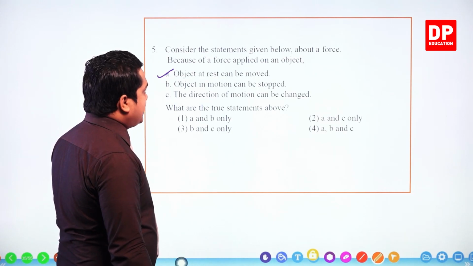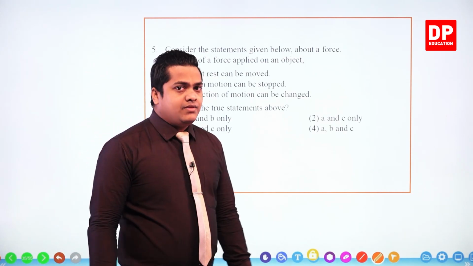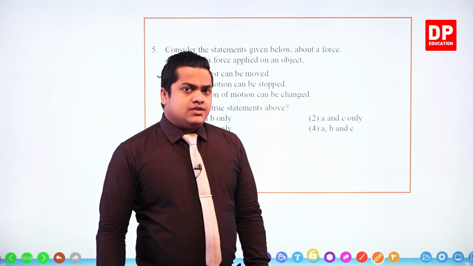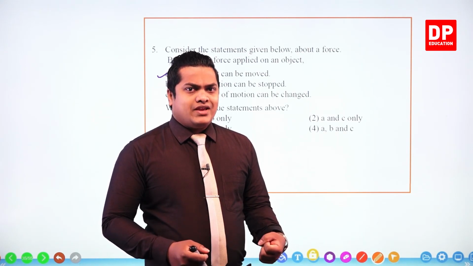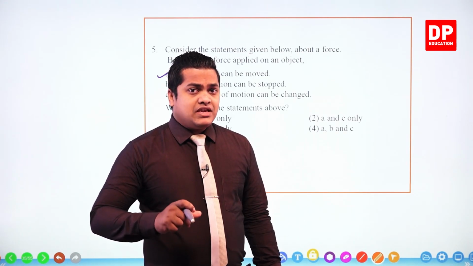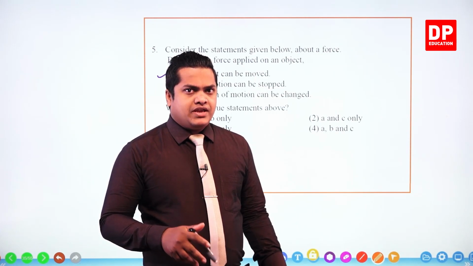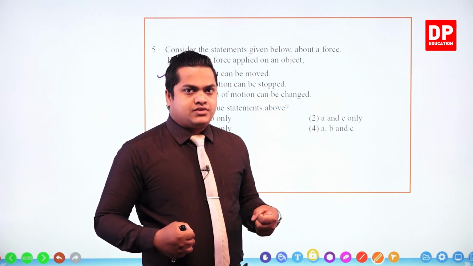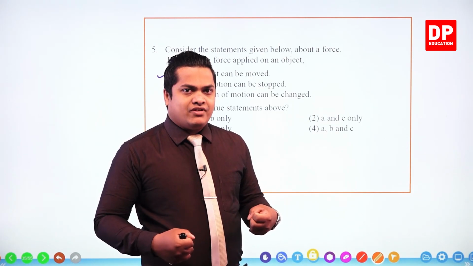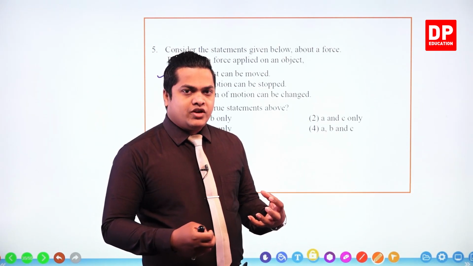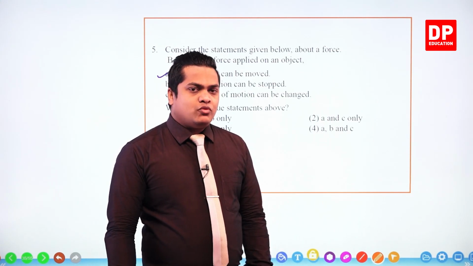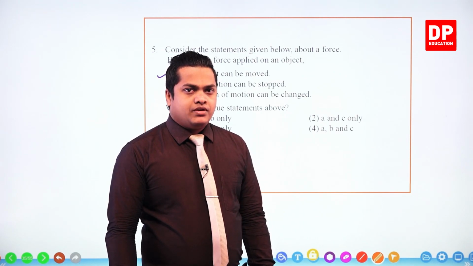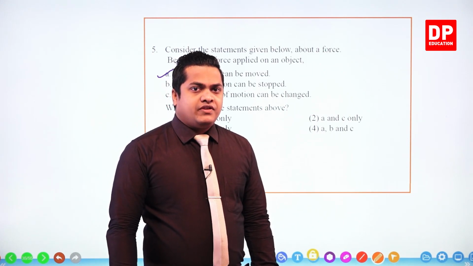Object in motion can be stopped. Yes. You know that when you are driving a vehicle, we apply brakes. By applying brakes, we are applying a pull. Actually, not we, but the brake pad is going to pull the wheel backwards by applying a certain force. That's why the motion of the wheel is going to stop.